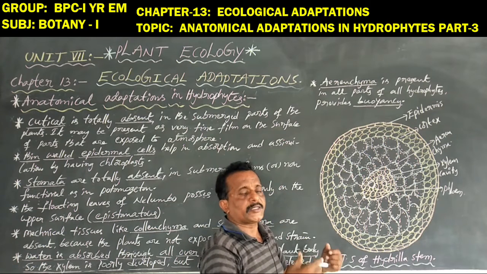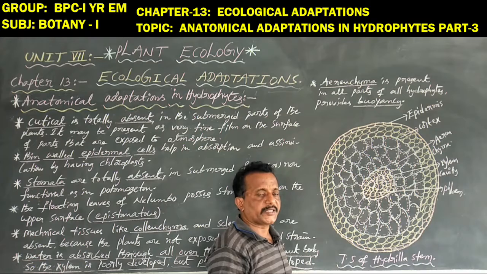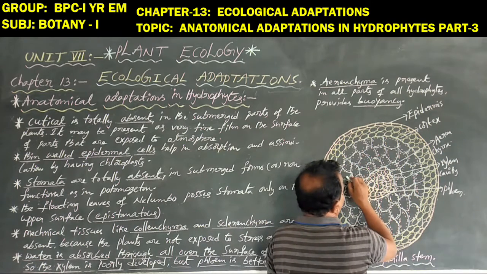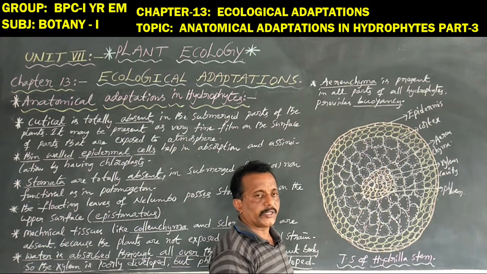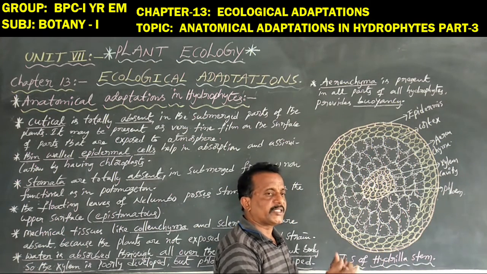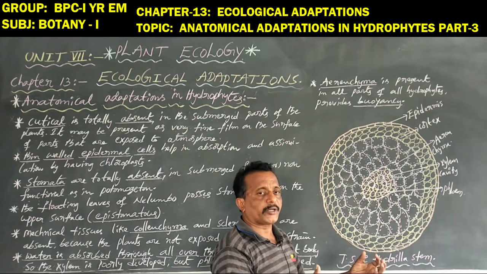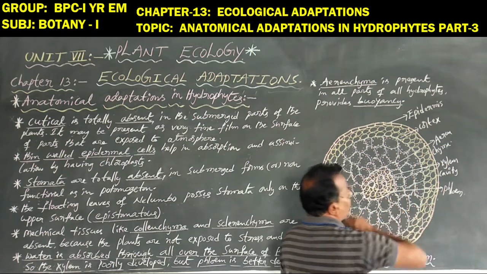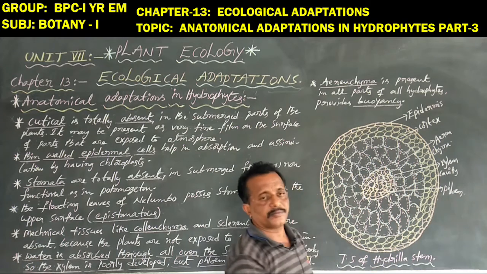Some of the cortical cells are larger in size and filled with air, so they appear as balloon-like structures. Hence in this case these plants are generally free floating on the water surface. Why? Because some of the cortical cells are totally filled with air and gases. That is the importance of parenchyma.